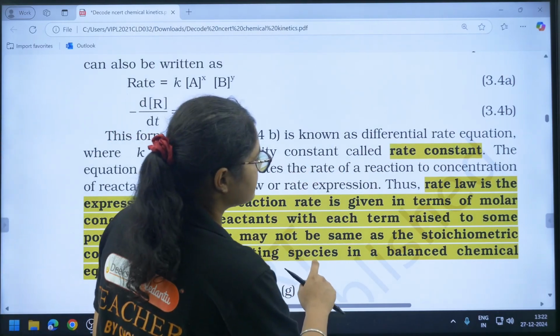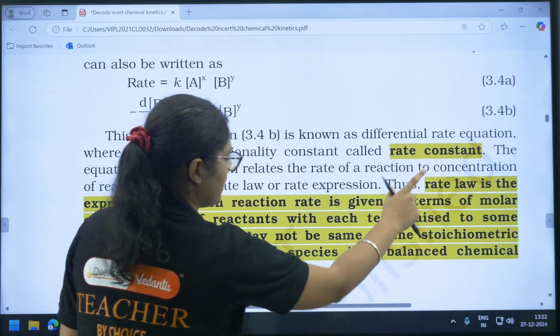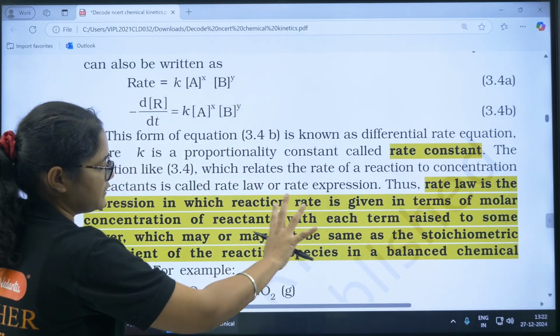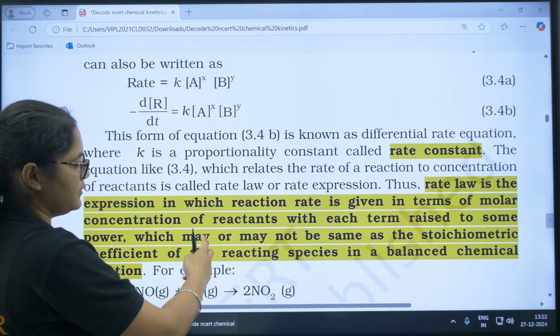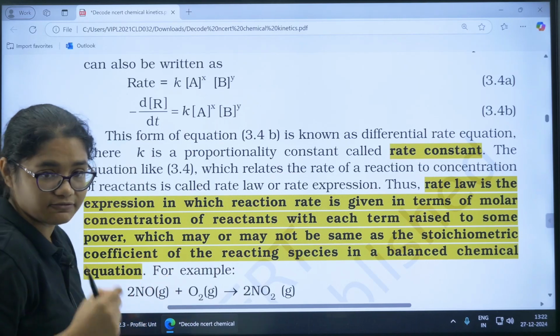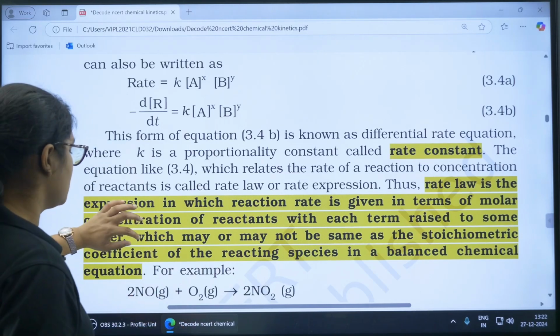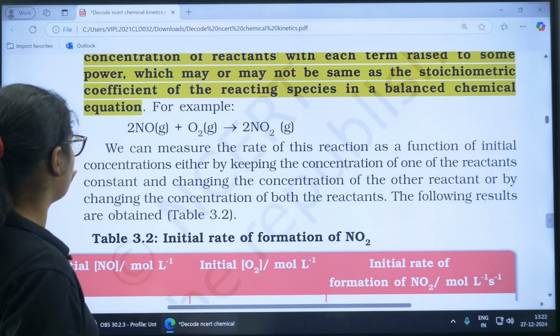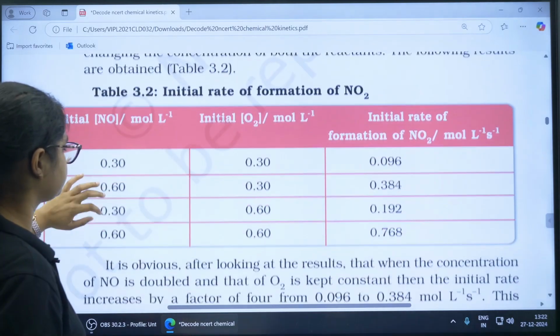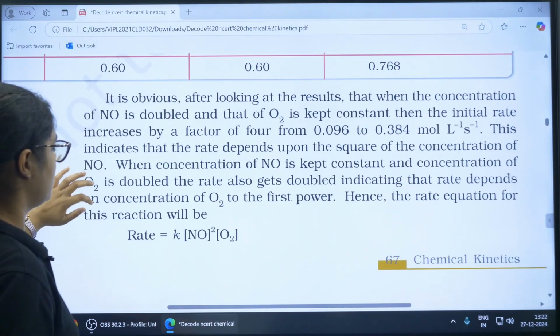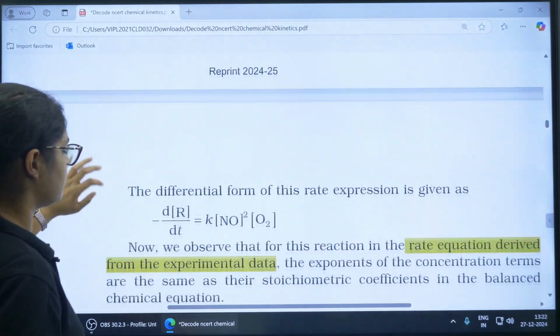And next we have the thing, what is rate law. Again, the rate law is defined in a very good, better way here, so you can remember this definition for rate law. Fine. After that we will go to the next one, that is the order of a reaction.